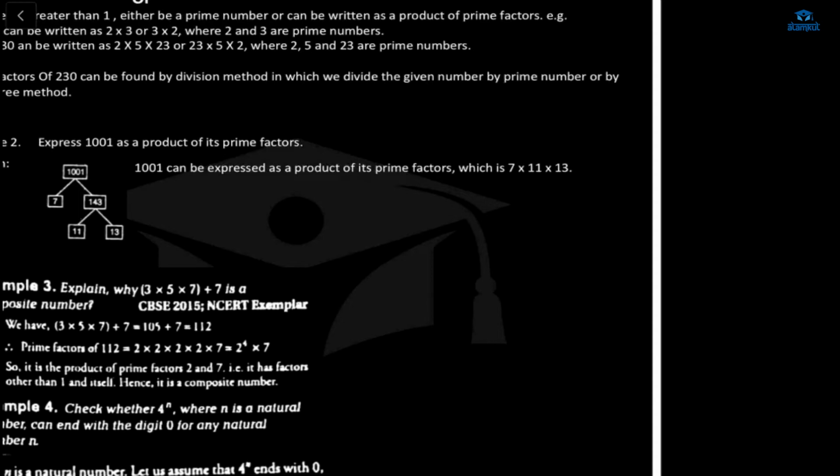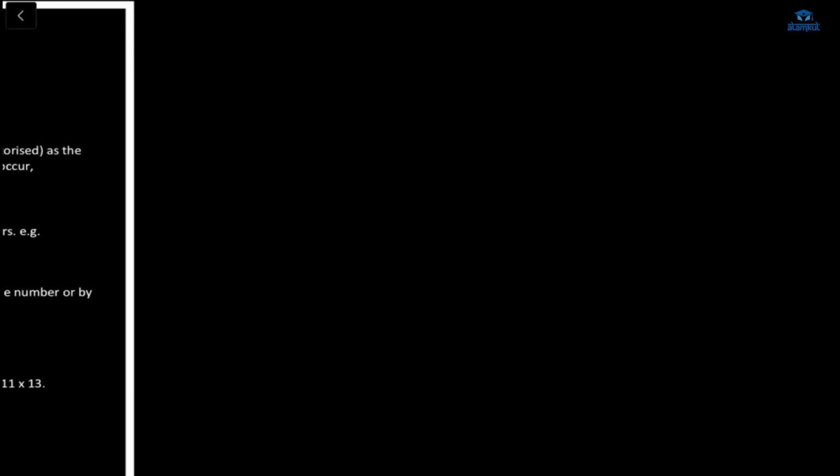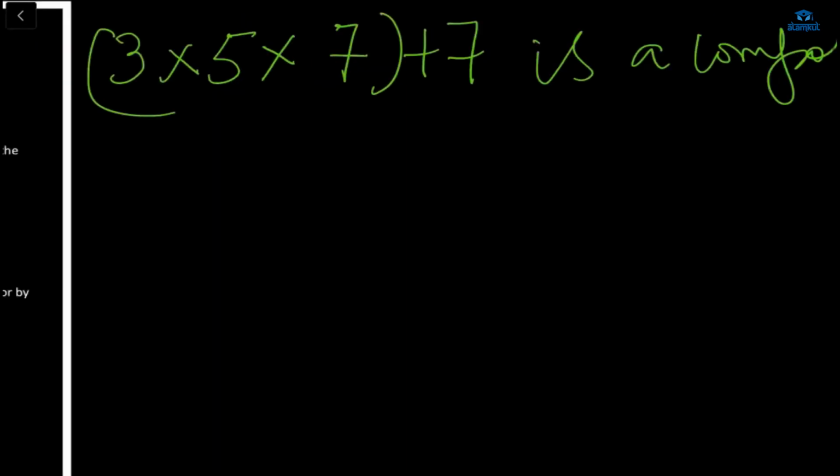Okay, now let's see an example that has appeared in NCERT examples and in the CBSE 2015 question paper. Explain why 3 into 5 into 7 plus 7 is a composite number. So how can we do that? We have to explain that 3 into 5 into 7 plus 7 is a composite number. Now, what will be 3 into 5 into 7 plus 7? Multiplying, it will give you 105 plus 7. So 105 plus 7 will be 112.